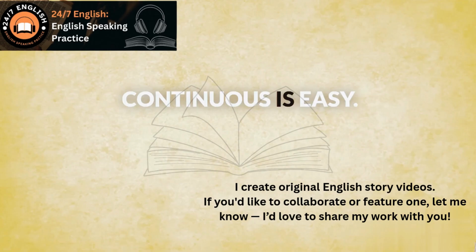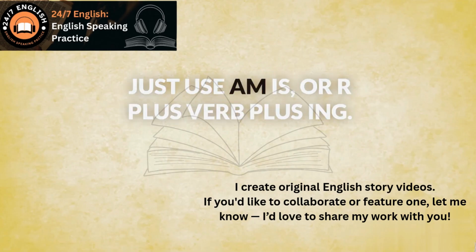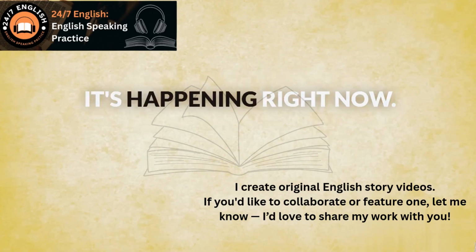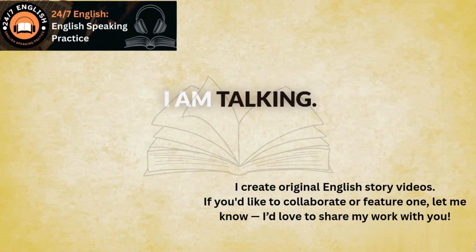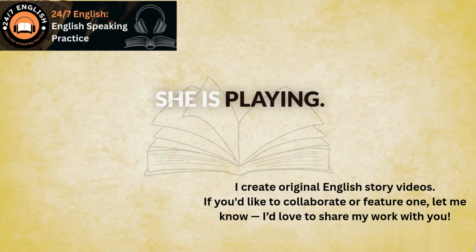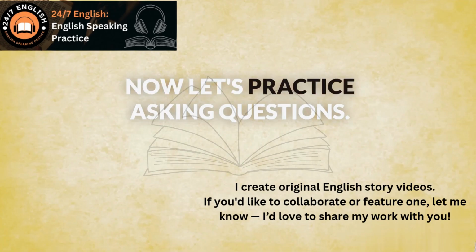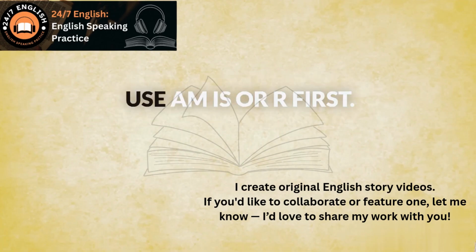Present continuous is easy. Just use am, is, or are, plus verb, plus ing. It's happening right now. I am talking. She is playing. We are learning English. Now let's practice asking questions. Use am, is, or are first.